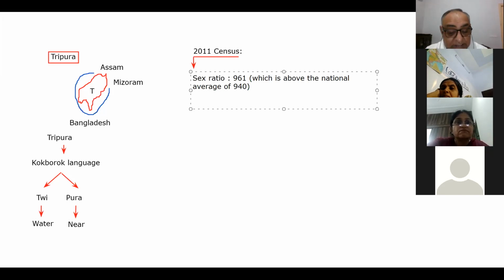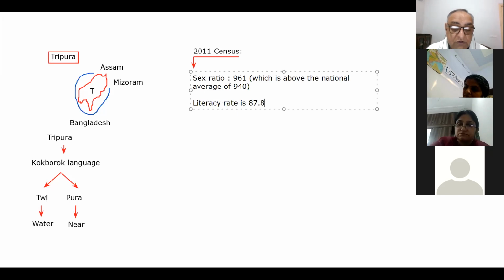So literacy rate in the state is 87.75% according to the 2011 census.